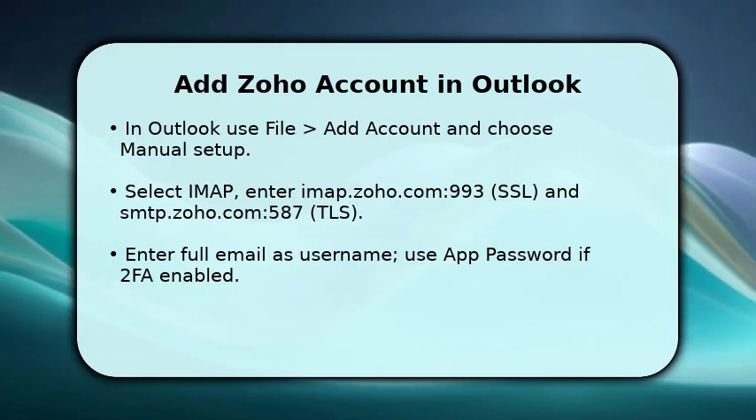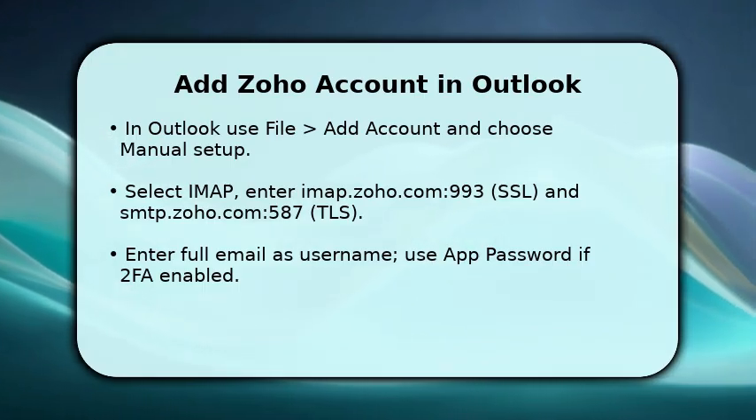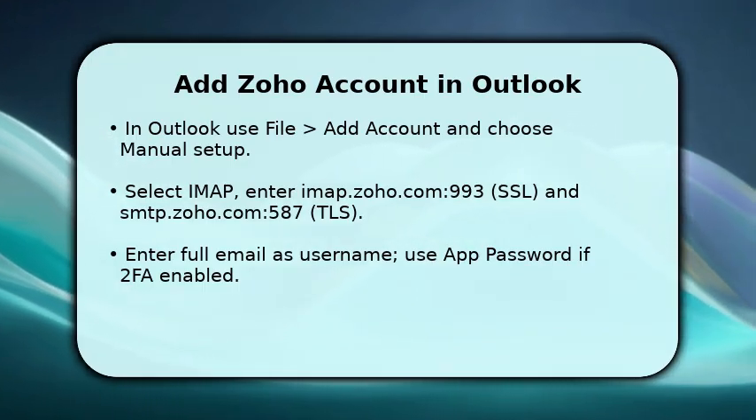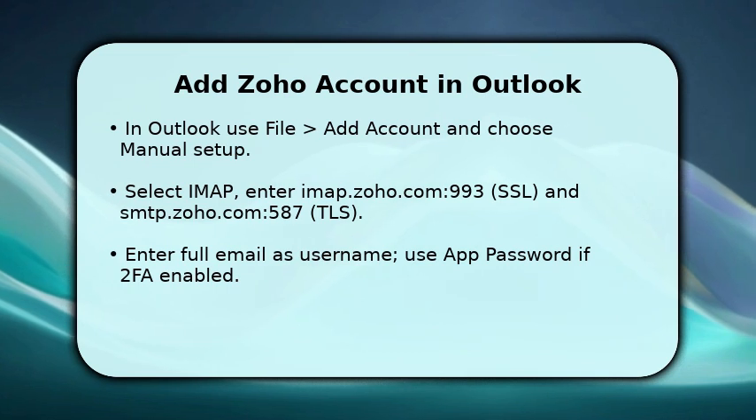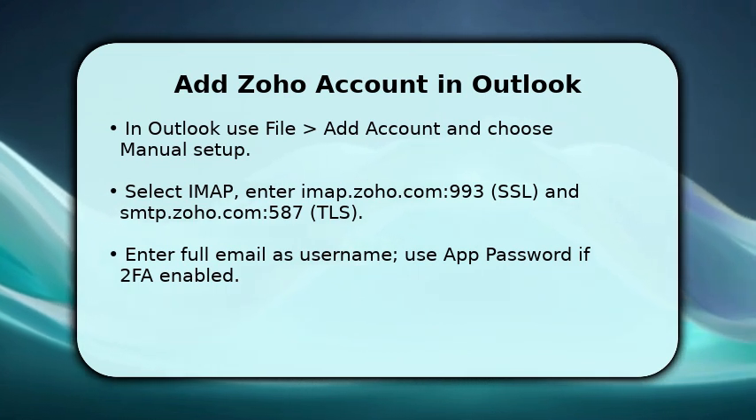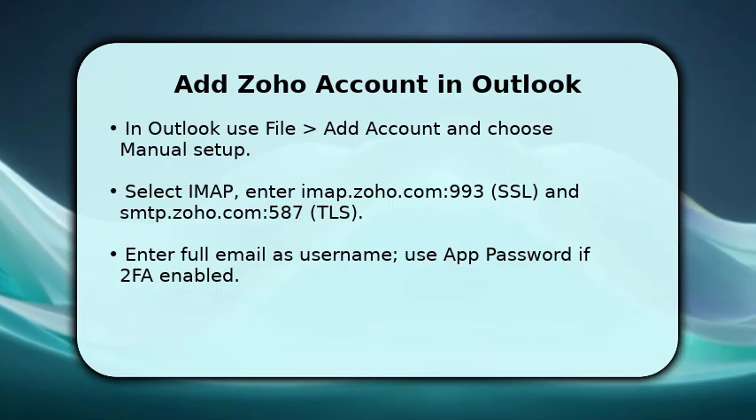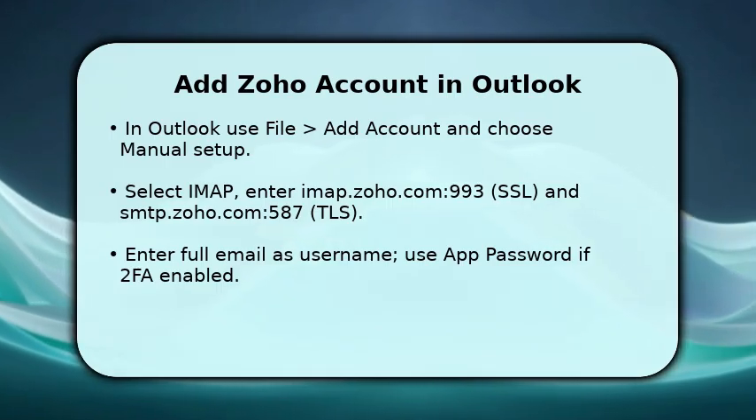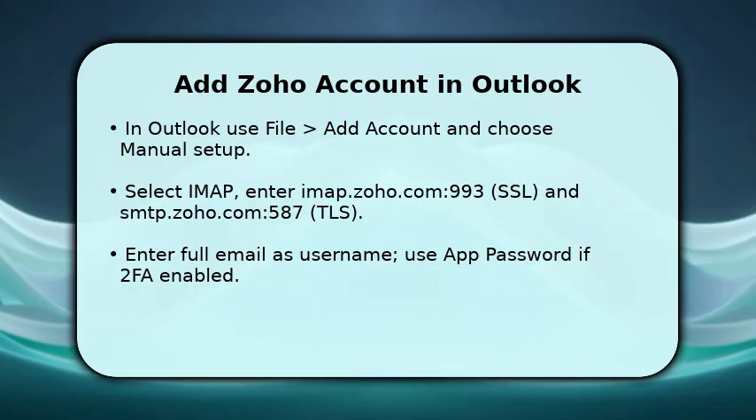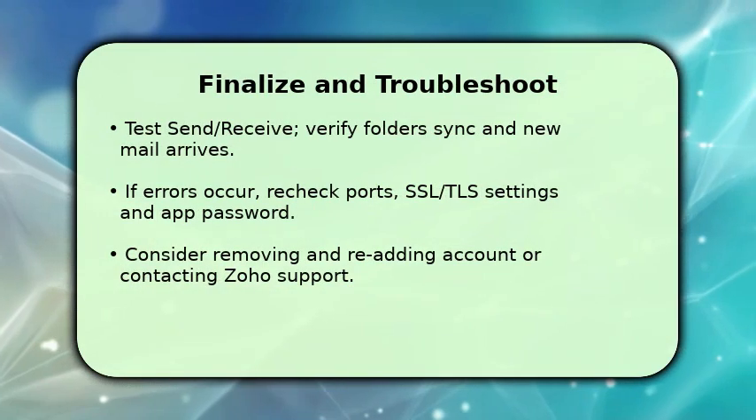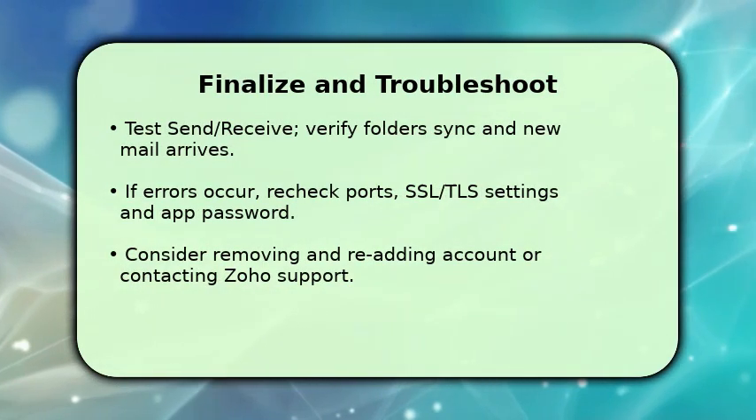If you use two-factor authentication, generate an app password in Zoho and paste it into Outlook. This prevents login rejections. Make sure incoming and outgoing authentication both use the same credentials so mail sends and syncs reliably. Finish by testing send and receive and confirming folder synchronization.